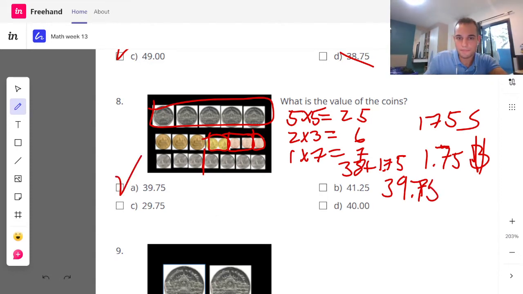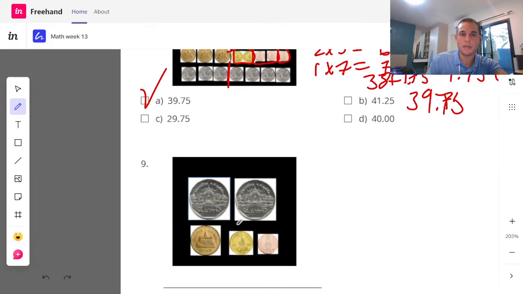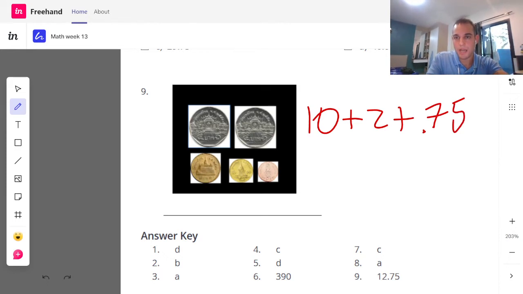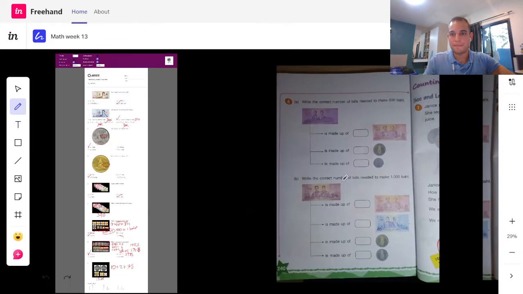All right. Next up, we have question 9. How much is this one? We got 10. We have plus 2, 12. Plus 75 satang, which is 0.75 baht. We have 13.75. All right, all done. Now let's begin our class.